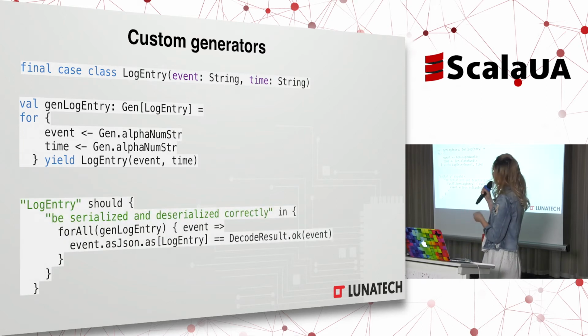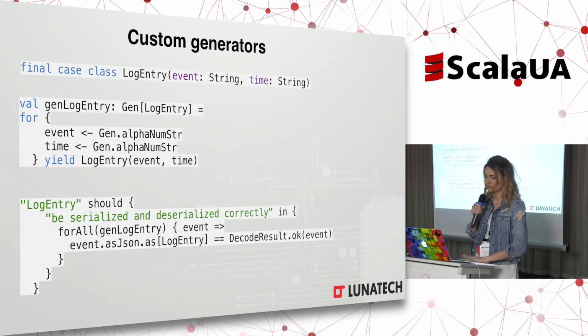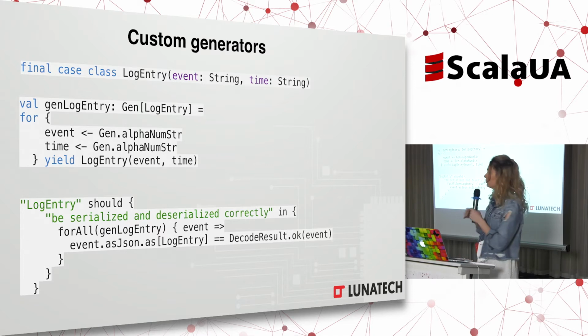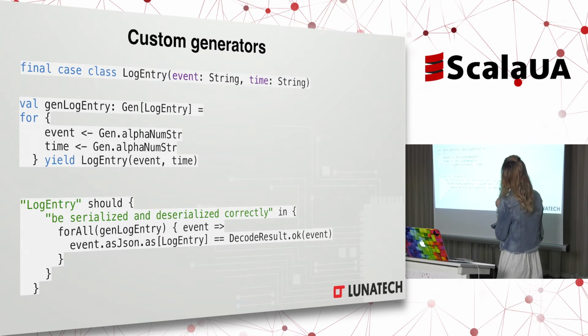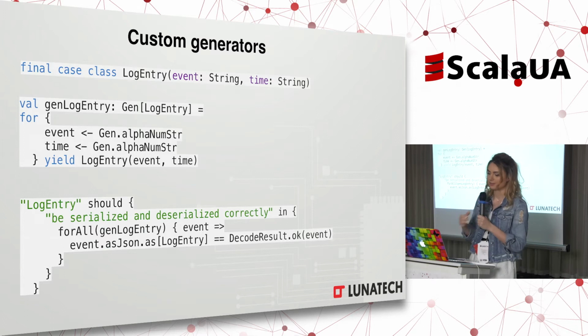If you would use ScalaCheck with, for example, other unit testing libraries, you would probably have something like this. You specify the forAll, and you pass the generator that you want to use. And for example, I want to check the serialization to JSON and from JSON. And it works.